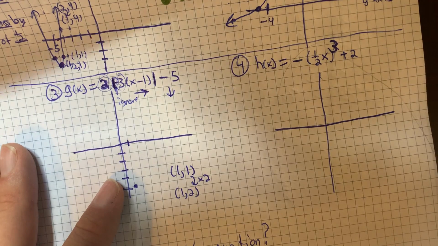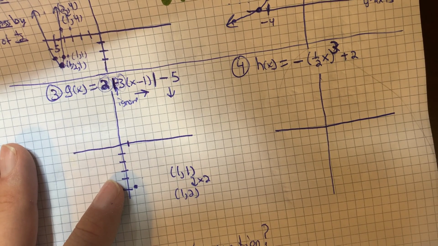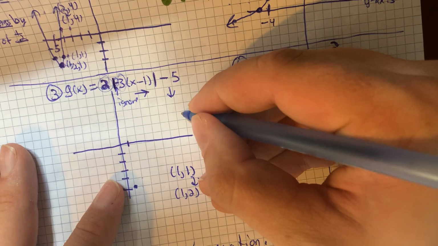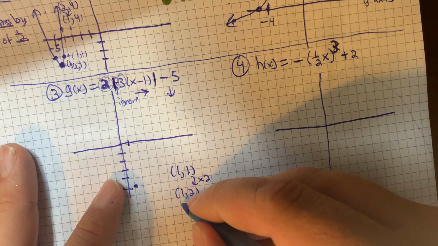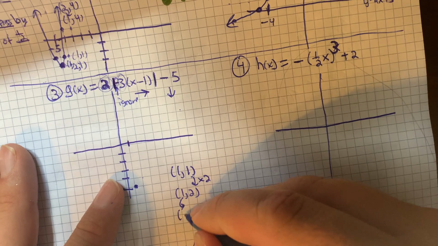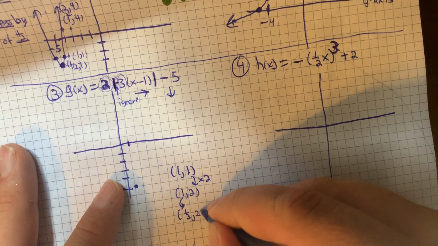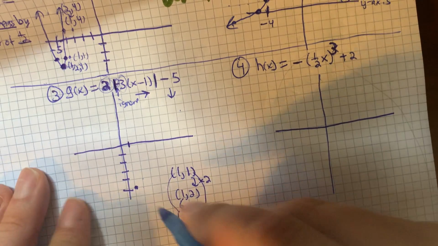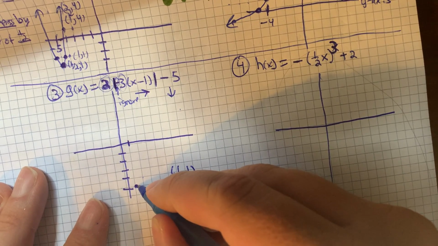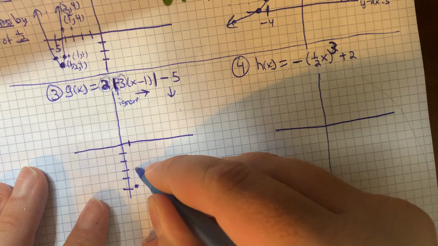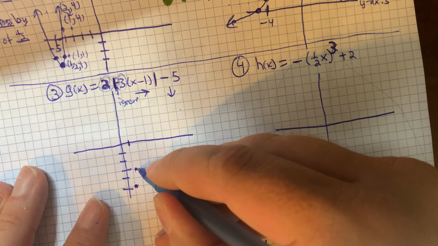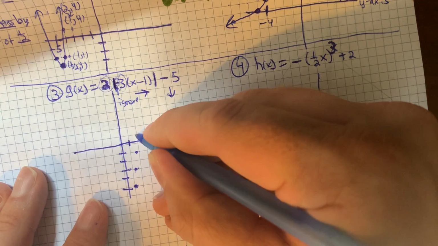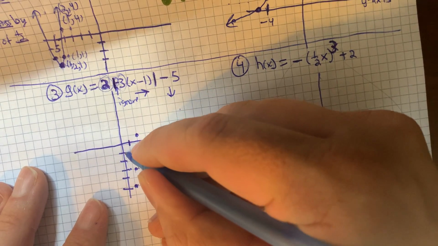This 3 on the inside, what is it doing? Well, this is a horizontal compress by a factor of 1/3. All the x values will get multiplied by 1/3. So the y values got multiplied by 2, and the x values get multiplied by 1/3. So when we go over by 1/3, we go up by 2. It's kind of a nuts graph.